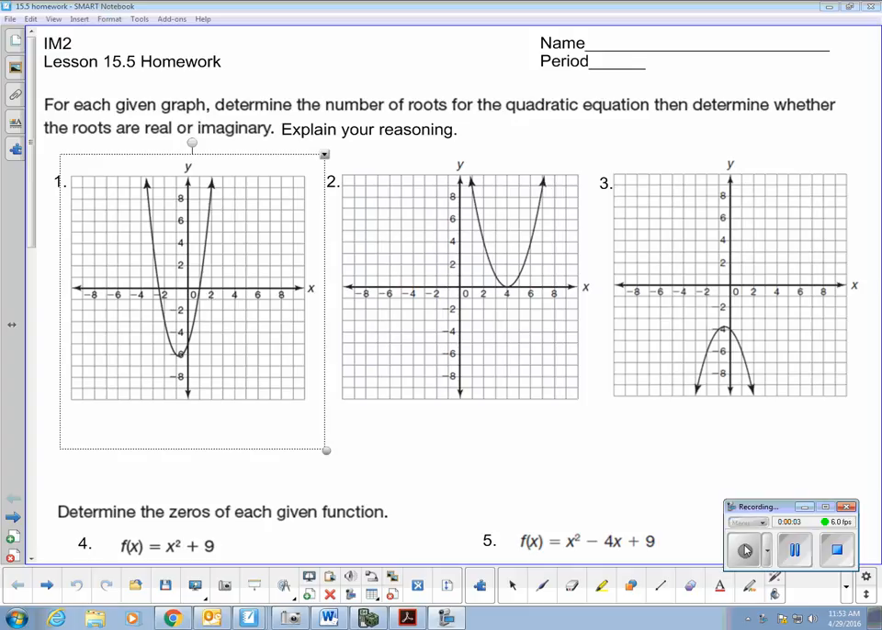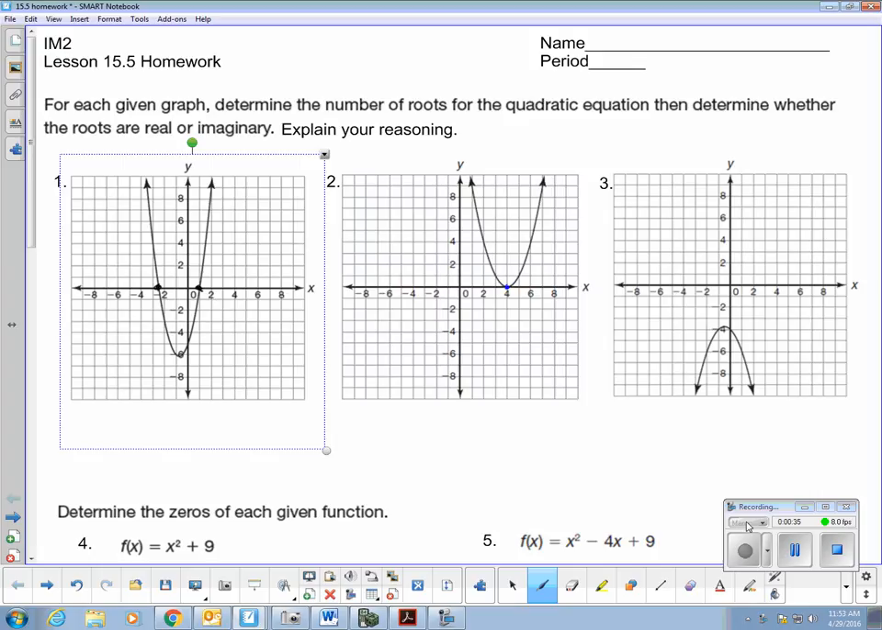Numbers 1 through 3 ask for the number of roots, looking at the function's graph. In number 1, we notice that we have 2 real roots, or 2 x-intercepts. In number 2, it appears that we have 1 real root, which we call a double root, or 1 x-intercept. And in number 3, there are no x-intercepts, so we have no real roots.